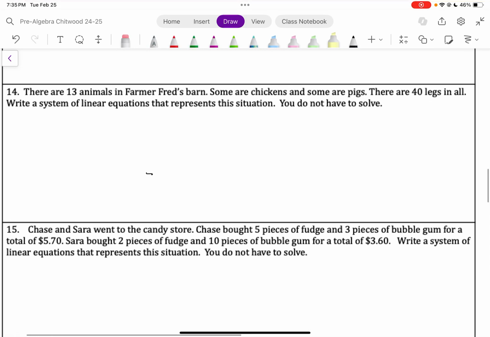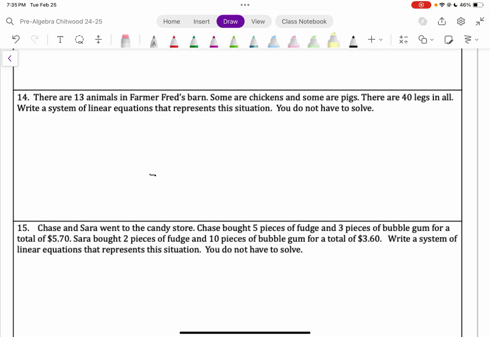All right, next one. There are 13 animals in Fred's barn. Some are chickens, some are pigs. There's 40 legs in all, and I want to write a system of linear equations that represents this situation. So, if I know there's 13 animals total, they're either pigs or chickens, I want to see how many of each animal there is. That's what I'm looking for. So I can say C equals number of chickens, because again, we don't know that. That's what we're looking for. Then P equals number of pigs.